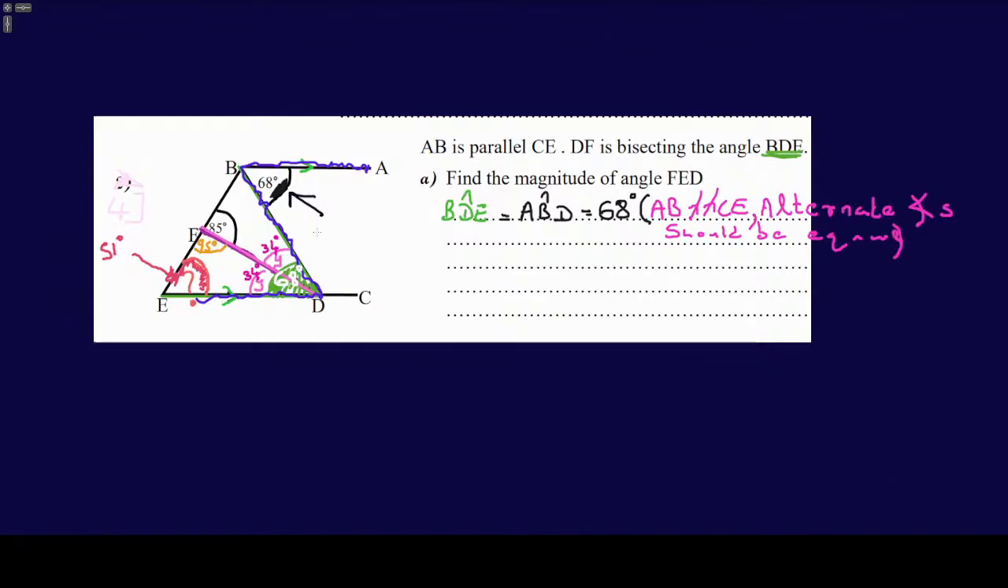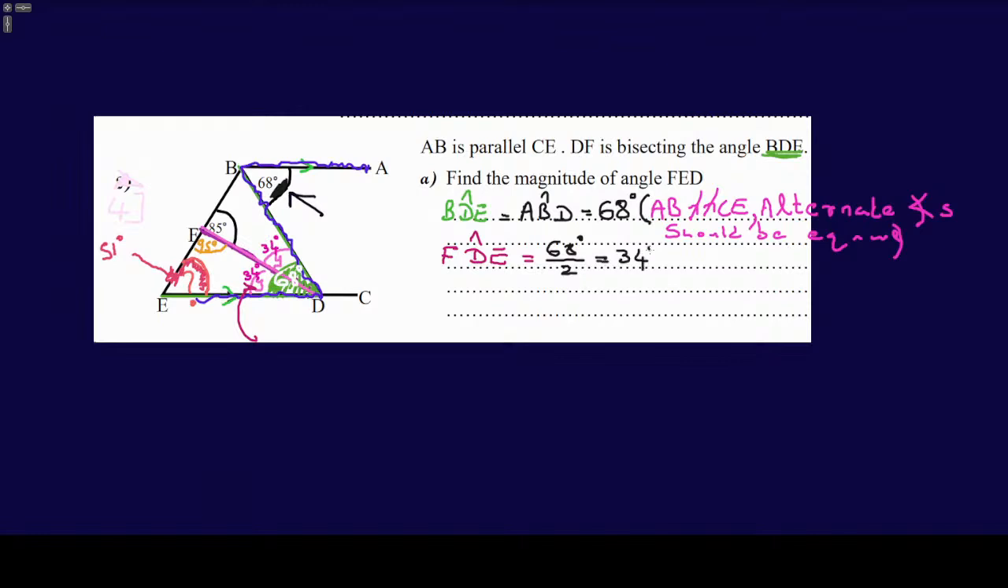Then what next? We found out each of these angles to be 34, 34. So angle, what is the 34? That is useful for us, the down 34. So what's that 34's name? FDE. So angle FDE equals half of 68. 68 divided by 2, 34.